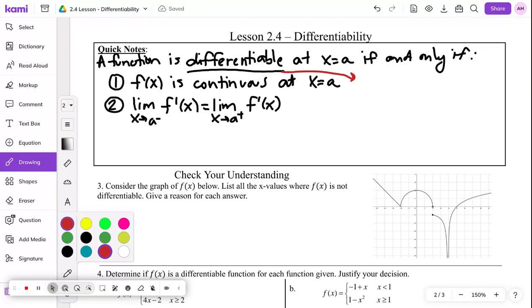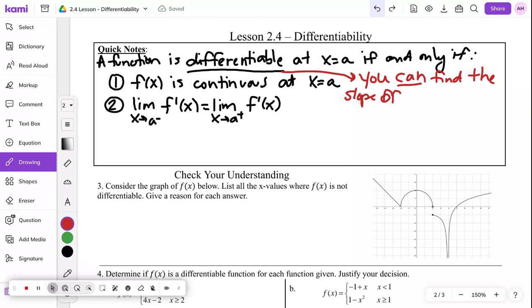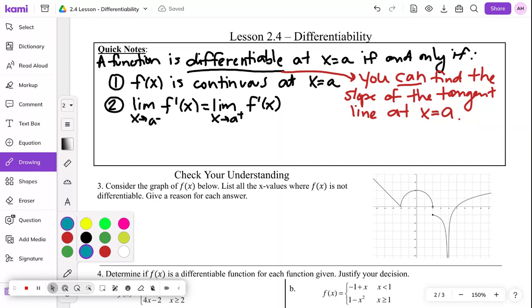Okay, so what does this mean to be differentiable? Differentiable means you can find the slope of the tangent line at x equals a. That's what it means to be differentiable. I can only be differentiable if my function is continuous and if the slopes on the left match the slopes on the right. All right, something else to note is that if a function is differentiable, that means it has to be continuous.